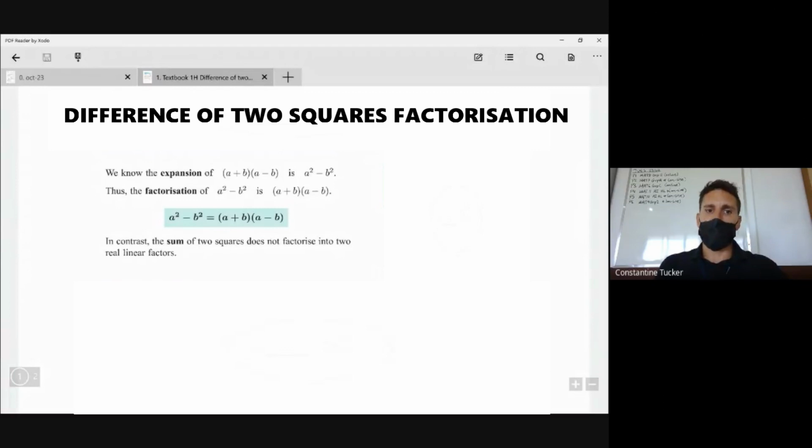Right, difference of two squares. Let's factorize a difference of two squares. So firstly, what does a difference of two squares mean? Well, it means a square minus another square. That's why we call it a difference, because in maths, a difference is minus. So how do we factorize this?